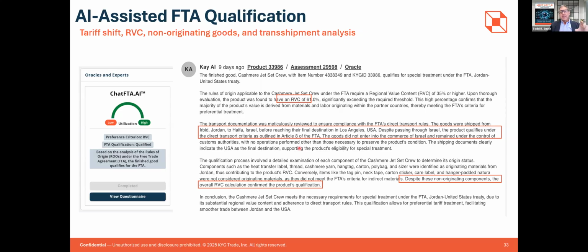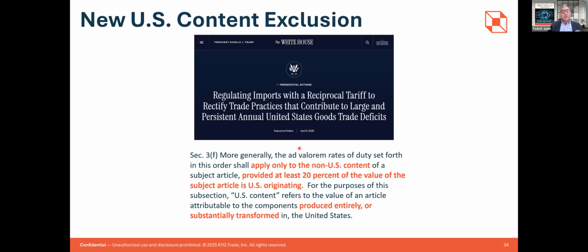Just like we can do an FTA qualification, we can now support U.S. content qualification, and we do. In fact, we demoed this for a prospective client literally the day after the executive order was signed on April 3rd. We showed how we can go into that same bill of materials and identify U.S. content and determine whether or not there was the minimum requirement of 20% U.S. content, and then assign the right Chapter 99 and have the audit trail if and when customs wants to come in and have you prove that there was a sufficient amount of U.S. content in the production of that product.